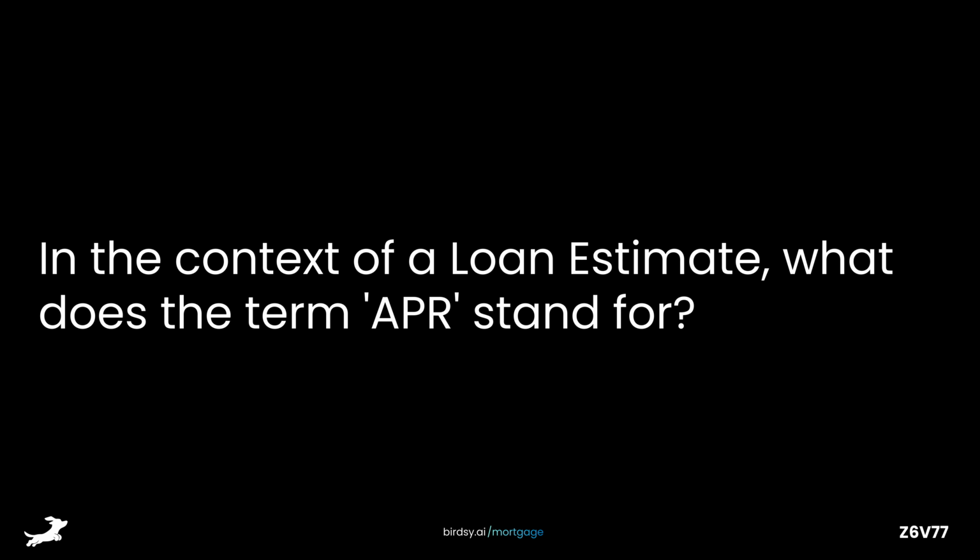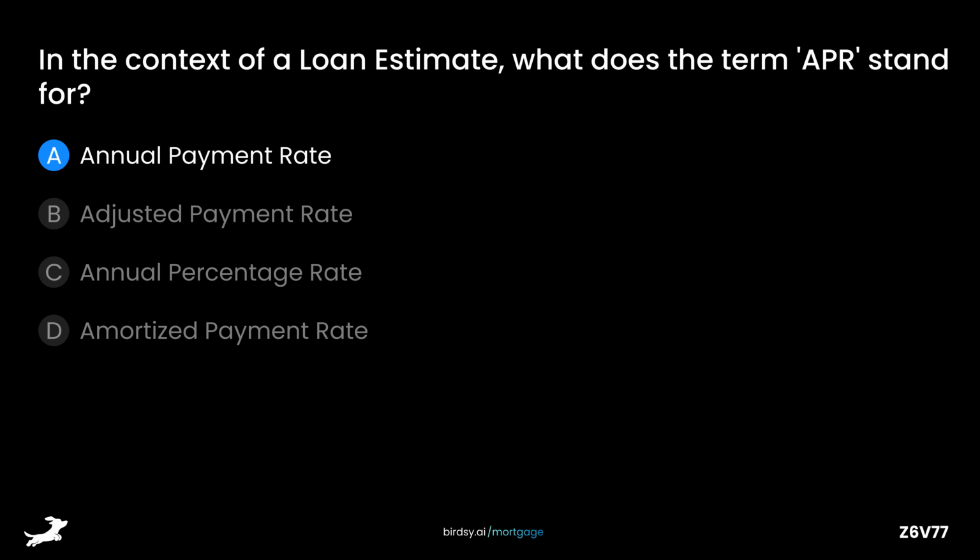In the context of a loan estimate, what does the term APR stand for? Is it A, annual payment rate? B, adjusted payment rate? C, annual percentage rate? Or D, amortized payment rate? The answer is C, annual percentage rate.